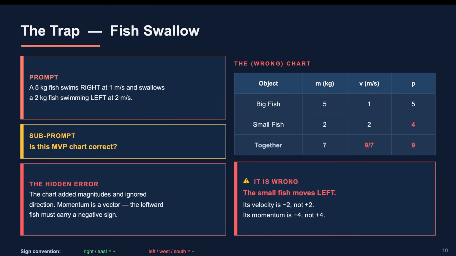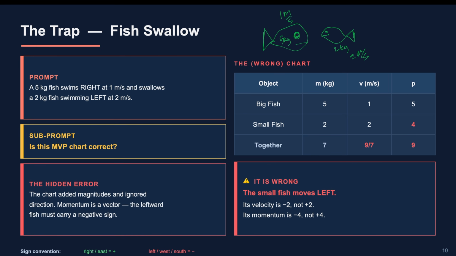Okay, so now let's try it on a fish. A 5 kg fish swims right at 1 meter per second, and swallows a 2 kg fish swimming left, 2 kg at 2 meters per second. So how would I find the momentum afterwards of both these fish?